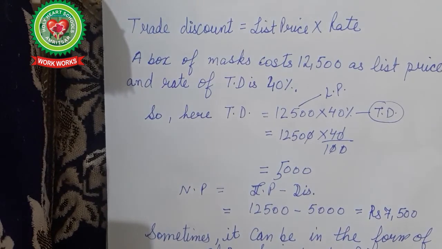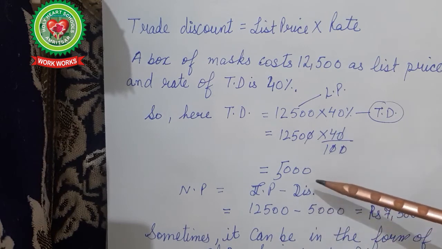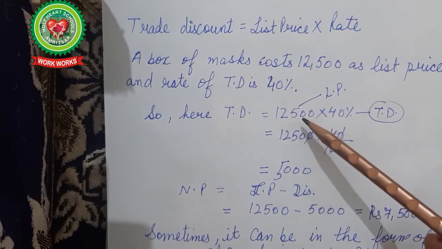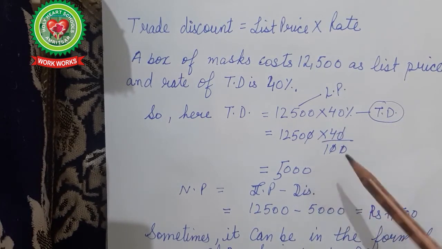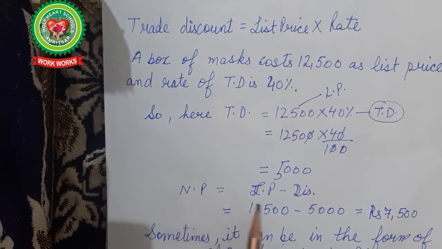Trade discount is equal to list price multiplied by rate. Suppose a box of masks containing 2500 pieces costs 12,500, 5 rupees per piece. So 12,500 is the list price and the rate of discount was 40%. So how to calculate trade discount here? 12,500 into 40%, 40 over 100, and discount is 5,000. So this is the list price, 40% is the trade discount rate and 5,000 is the amount of discount. So how to calculate net price here? List price minus discount, 12,500 minus 5,000 equals 7,500.